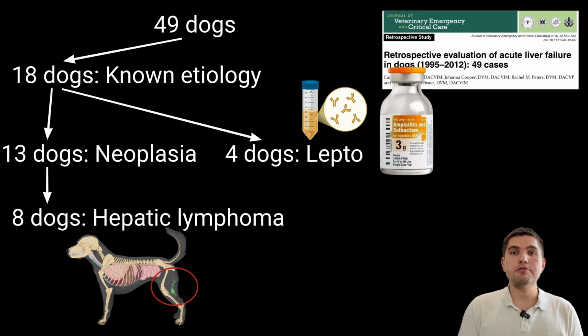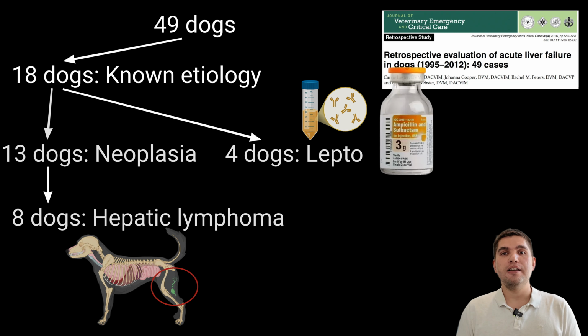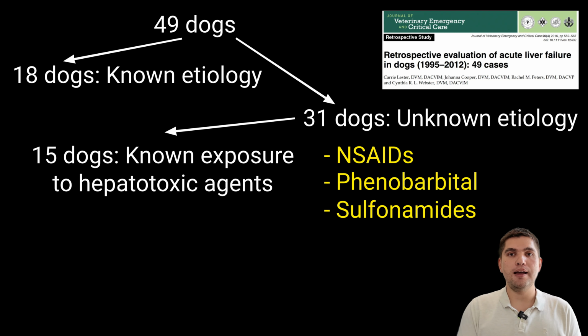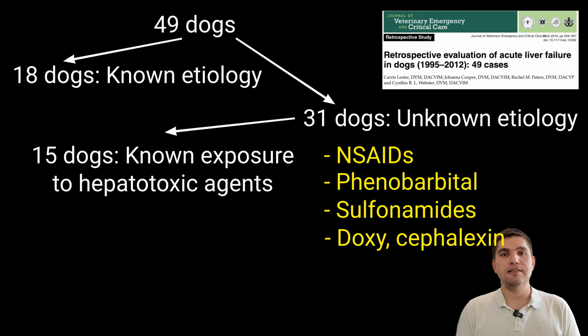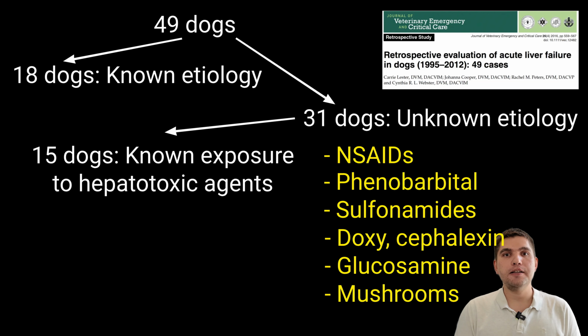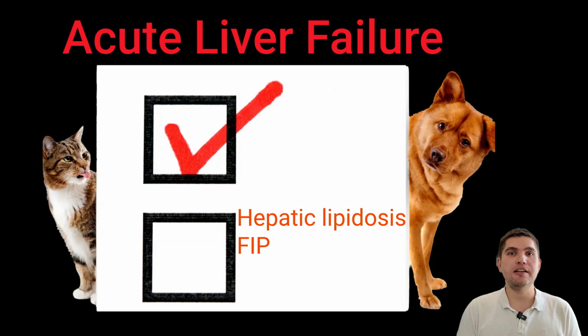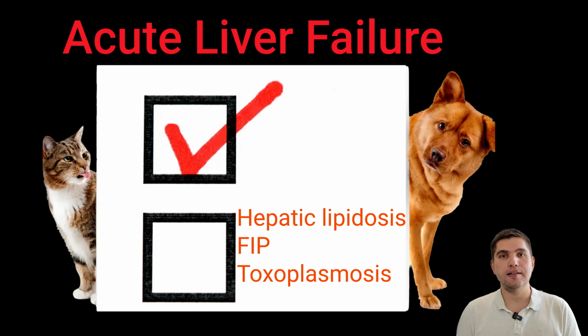In the group without a definitive diagnosis, 15 dogs had known exposure to potentially hepatotoxic agents, including NSAIDs in 7 dogs, phenobarbital, sulfonamide, doxycycline, cephalexin, equine glucosamine, and mushrooms. While dogs and cats can share many underlying causes of acute liver failure, cats may also develop ALF from species-specific conditions, such as hepatic lipidosis and infectious diseases like feline infectious peritonitis and toxoplasmosis.